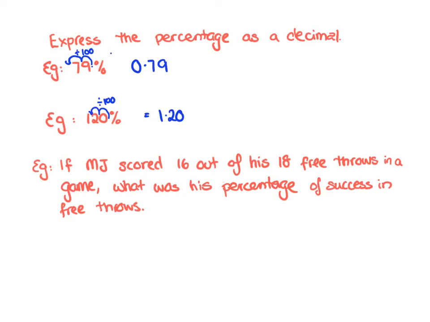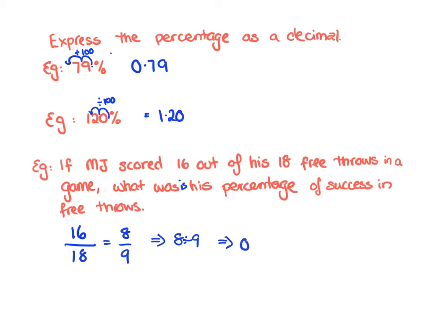Now, we might get some worded questions. So say if MJ scored 16 out of his 18 free throws in a game, what is his percentage of success in free throws? So really we're saying he got 16 out of 18. You could simplify that too if you wanted to, 8/9, but you can type that into the calculator as 8 divided by 9 and see the decimal that it gives you.